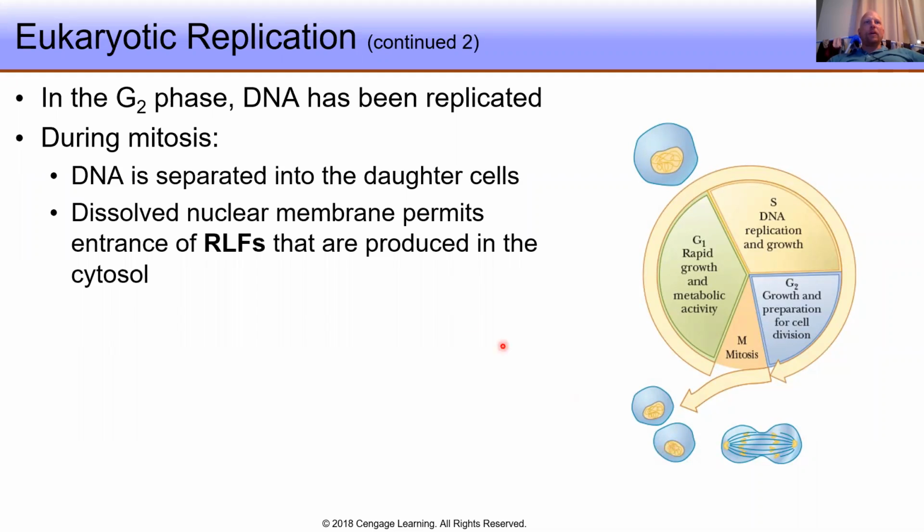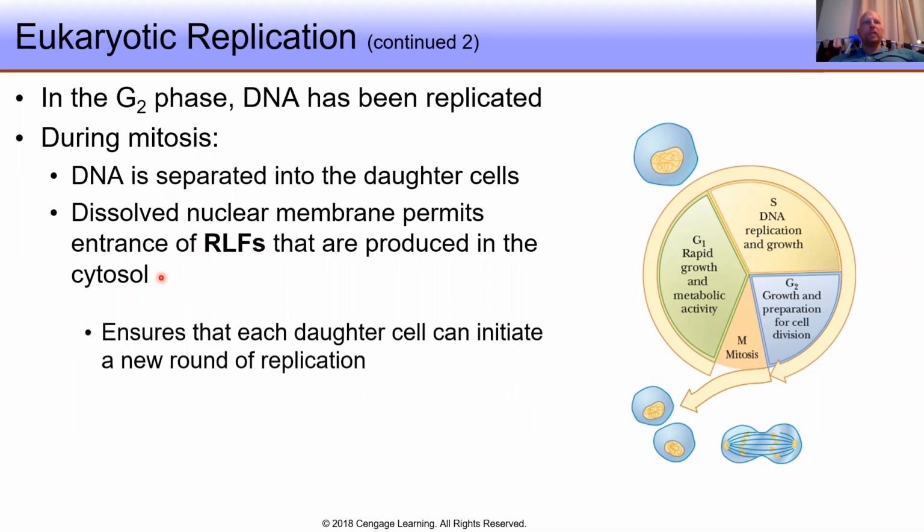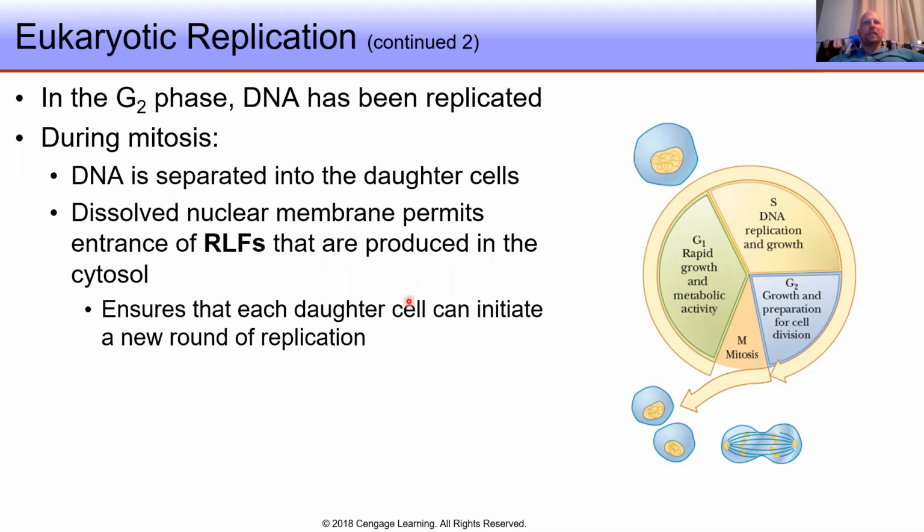And at the same time, we get the entrance of the replication licensing factors, because during mitosis, the nuclear membrane dissolves, and the RLFs, which are made in the cytosol, are able to enter into the nucleus. And this means that the daughter cells can then initiate a new round of replication.